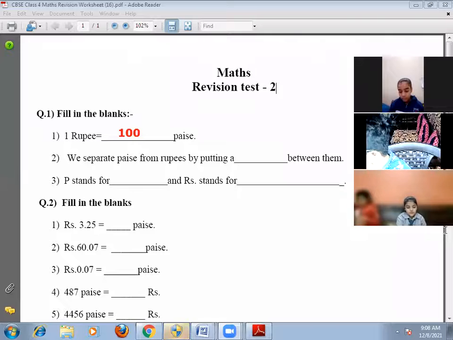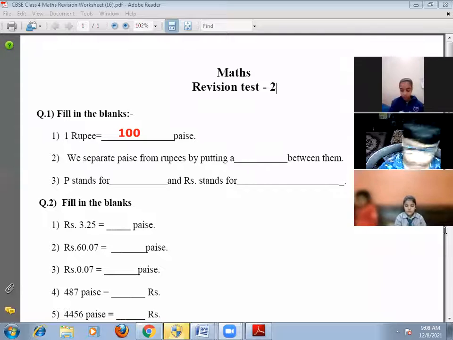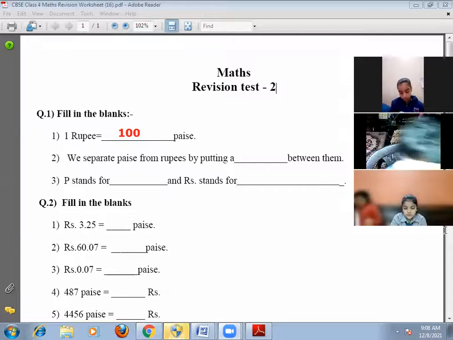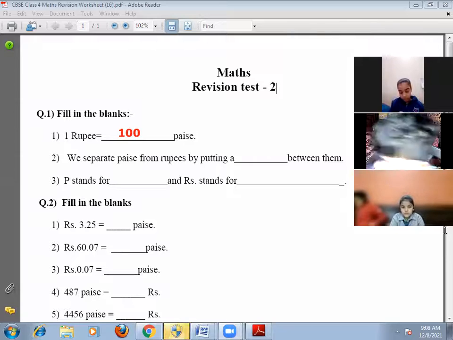We separate paise from rupees. How do we separate paise from rupees? By putting a dash between them.